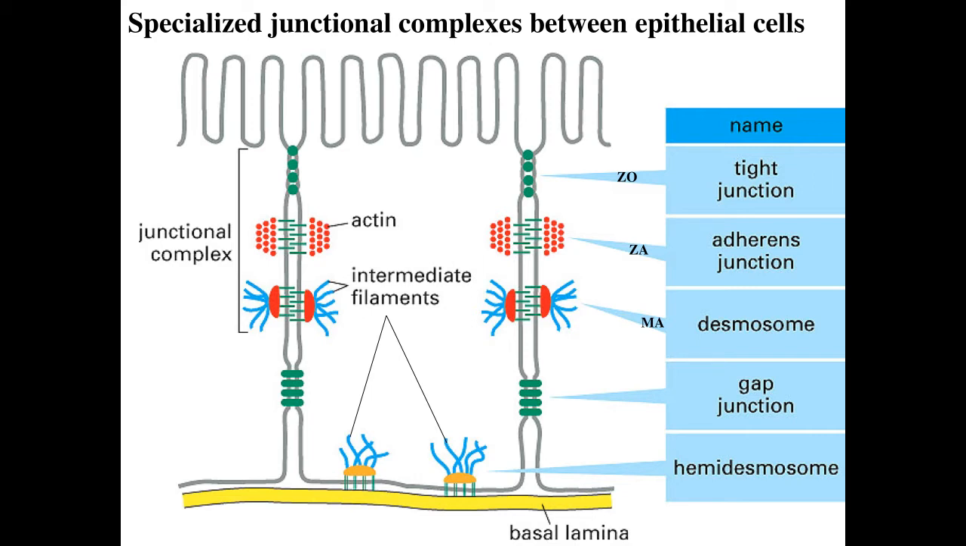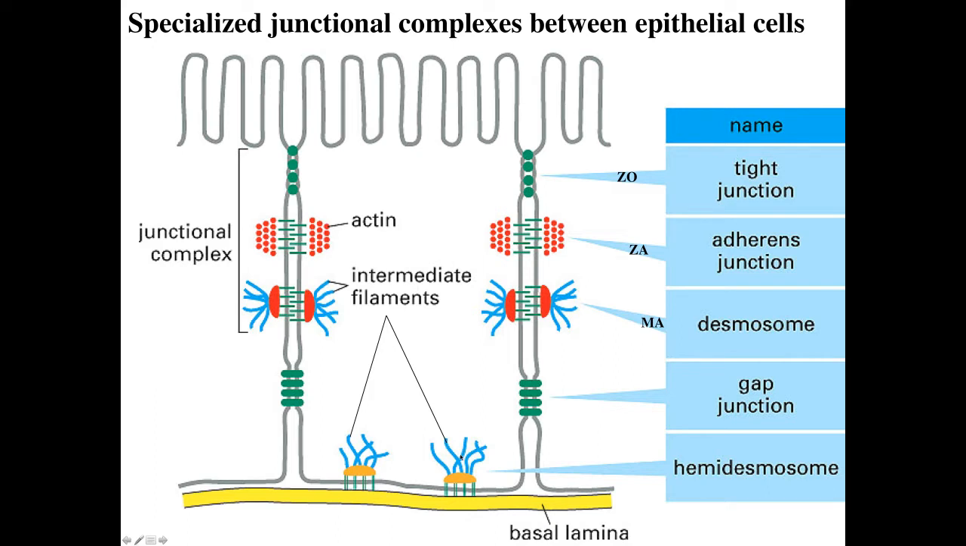So here is just a simple-minded schematic diagram showing the specialized junctional complexes between epithelial cells. The apical boundary of the cell shown where these microvilli would be drawn, so you could imagine a portion of one cell, another cell, and a portion of a third cell. The zonula occludens most apical, then the zonula adherens, macula adherens, gap junctions, and then hemidesmosomes.